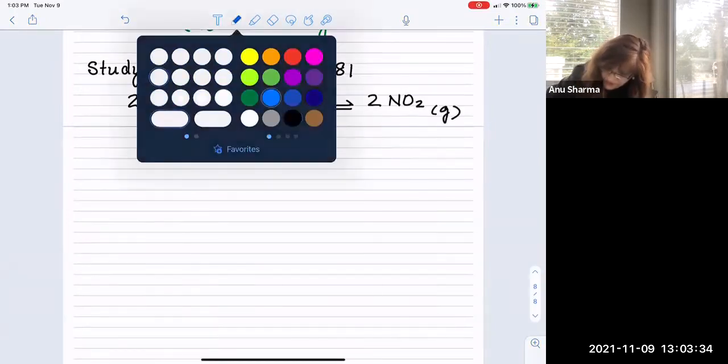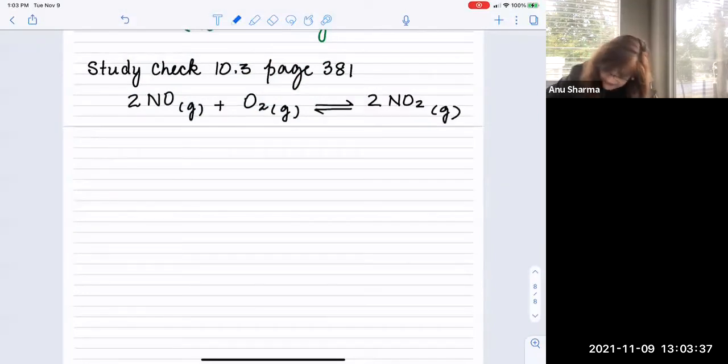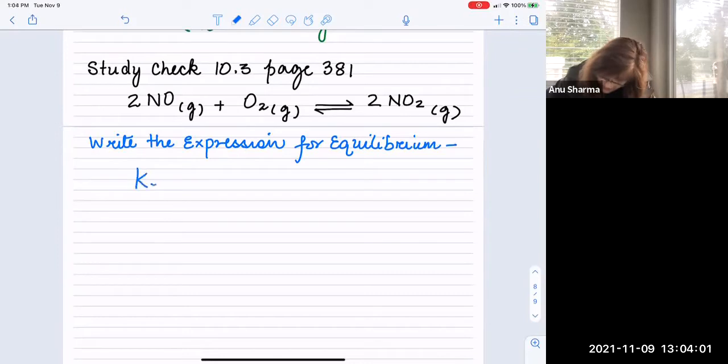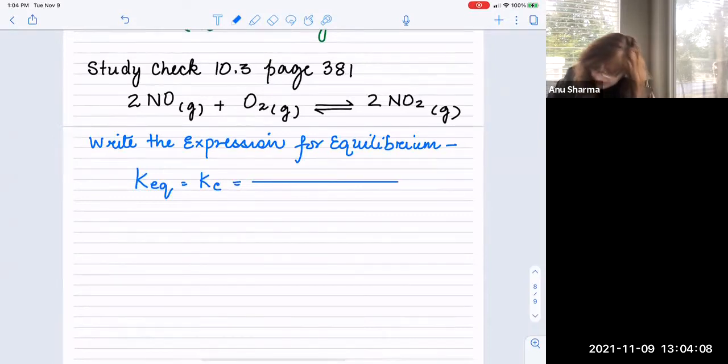The question is asking, write the equilibrium constant expression. This type of question can come on the exam. So how would you do this? This is Keq, or you can write Kc, because I'm used to writing Keq from a long time. The book is talking about Kc, it's the same thing.